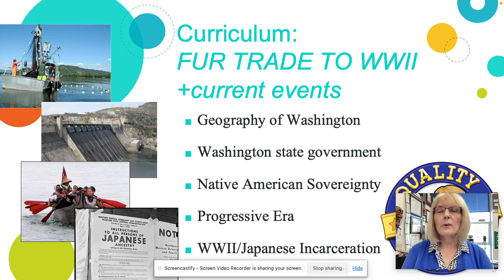The curriculum for Washington State history is from the fur trade in the 1800s into World War II, plus current events. We're working with the geography of Washington, the Washington State government, Native American sovereignty, which is something a lot of kids don't know, progressive era, and World War II and Japanese incarceration. And in U.S. history, we'll go further than that.